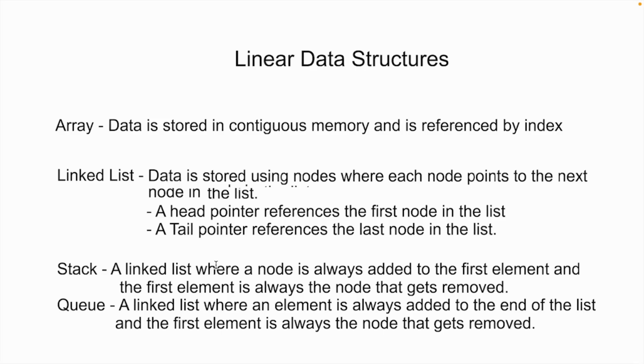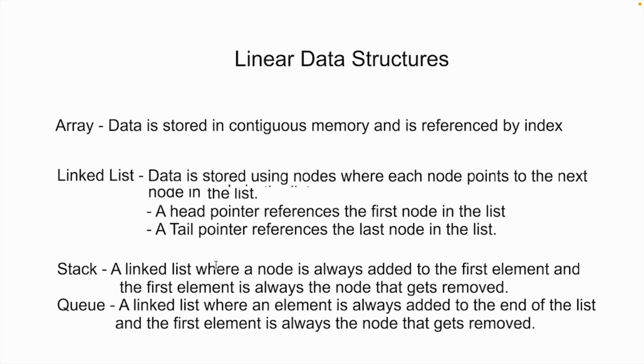We have an array, where data is stored in contiguous memory and is referenced by an index. We have the linked list. Data is stored using nodes where each node points to the next node in the list. There's a head pointer that references the first node in the list, and a tail pointer that references the last node in the list. Then we have a stack. A stack is a linked list where a node is always added as the first element, and the first element is always the node that gets removed. And then there's a queue. It's a linked list where an element is always added to the end of the list, and the first element is always the one that gets removed.